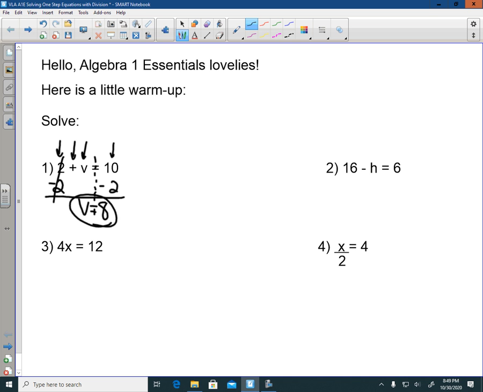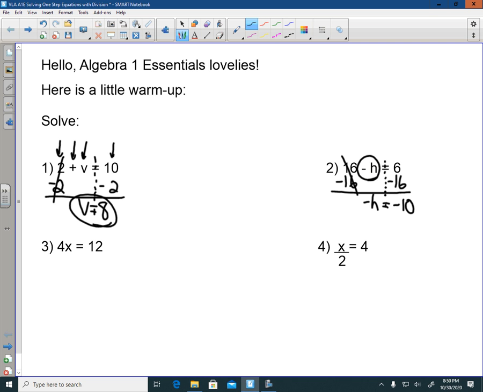Number 2, 16 minus h equals 6. Now there's a couple of ways to go after this problem. One way would be to create your sides and to take out that 16 in the first step. So you would subtract 16 from both sides. And you have 16 minus 16, which is nothing. But remember, if there's a negative sign, it's not gone yet, so it has to come down. Negative h equals 6 minus 16. 6 minus 16. So it looks like we have negative 10.